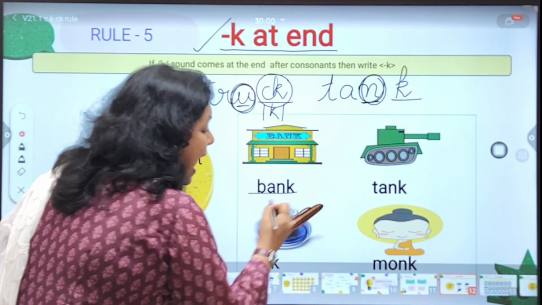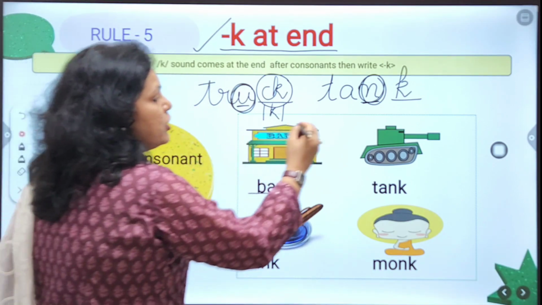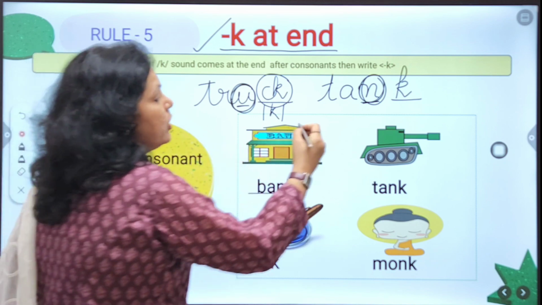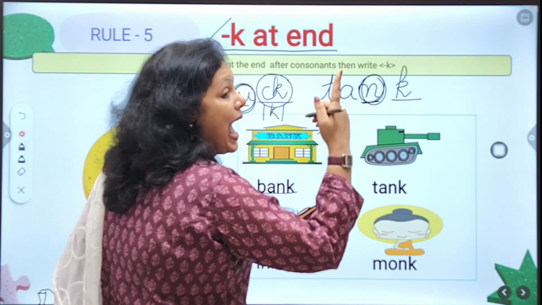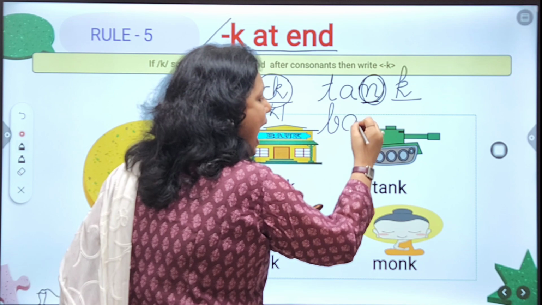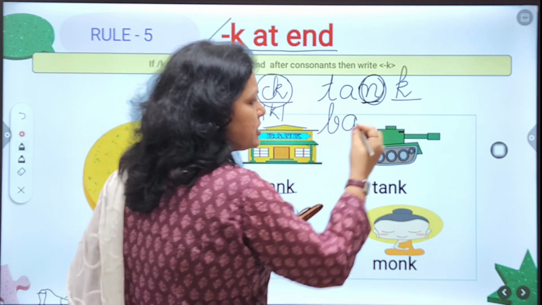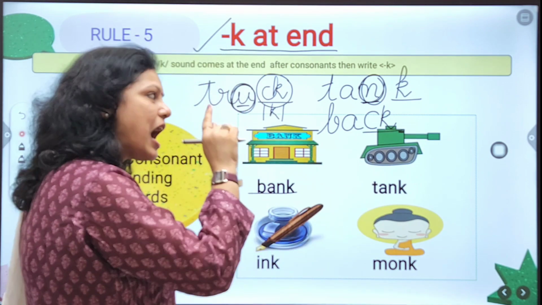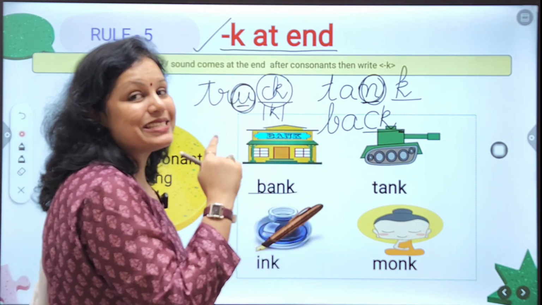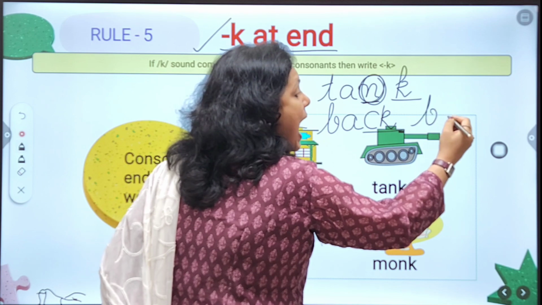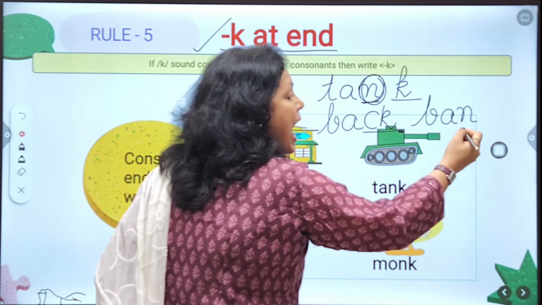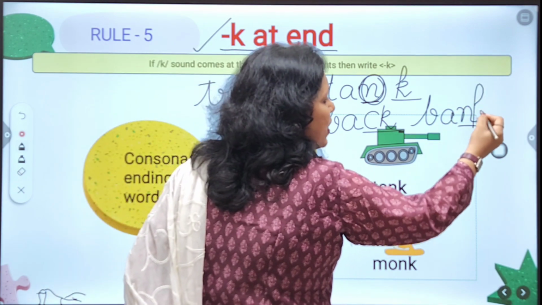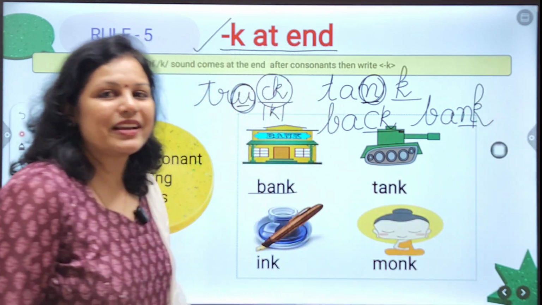Now see here, back and bank. You have 2 words. I'm giving you the comparison so that the rule is very clear to you. You have 2 words, back, a. Now what is a? A is a short sound. You will write CK here because after a, the k sound is CK. But if I write bank, now what is n? It is a consonant, and that is why the letter K will come here.